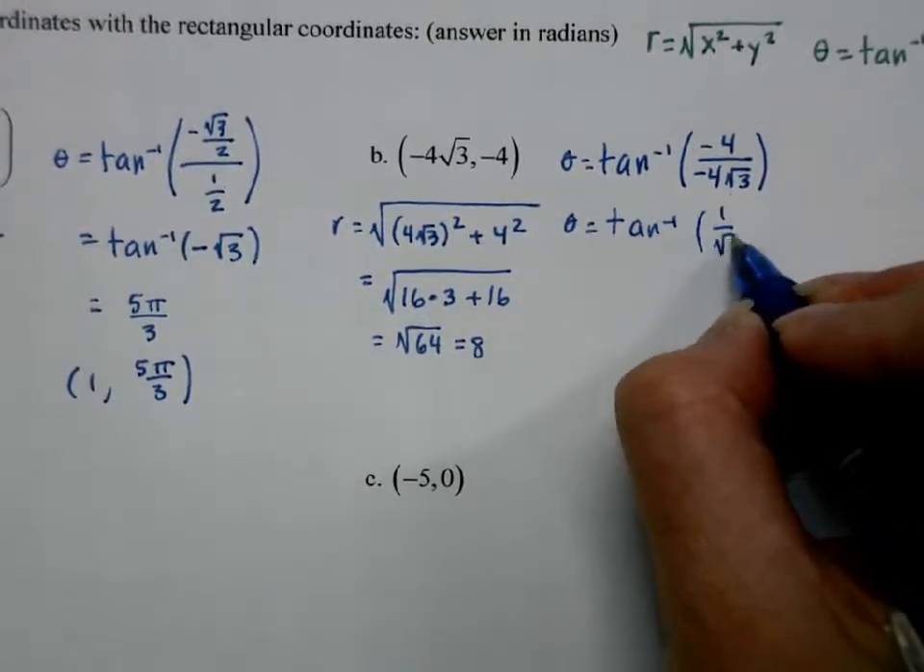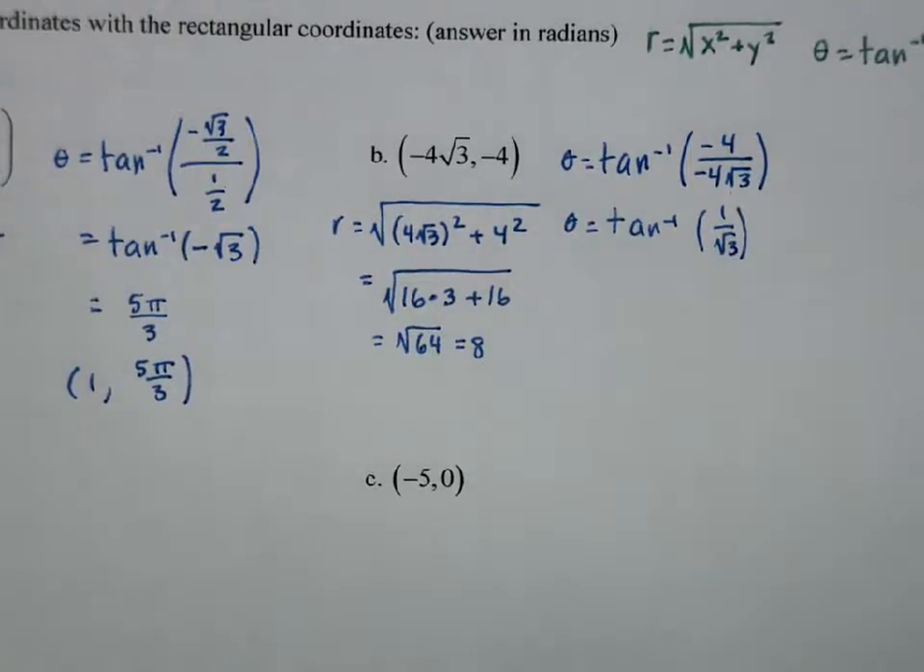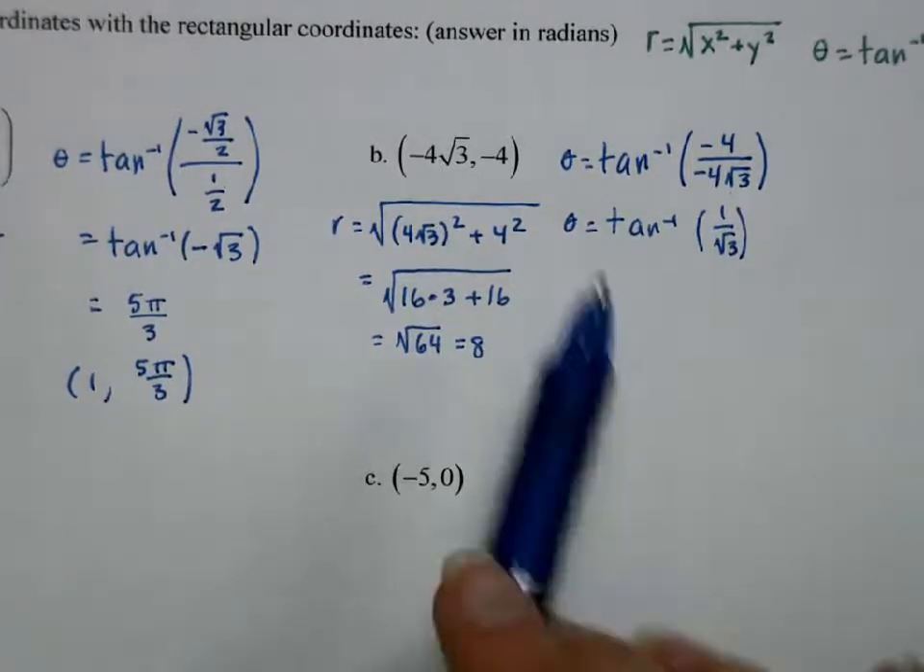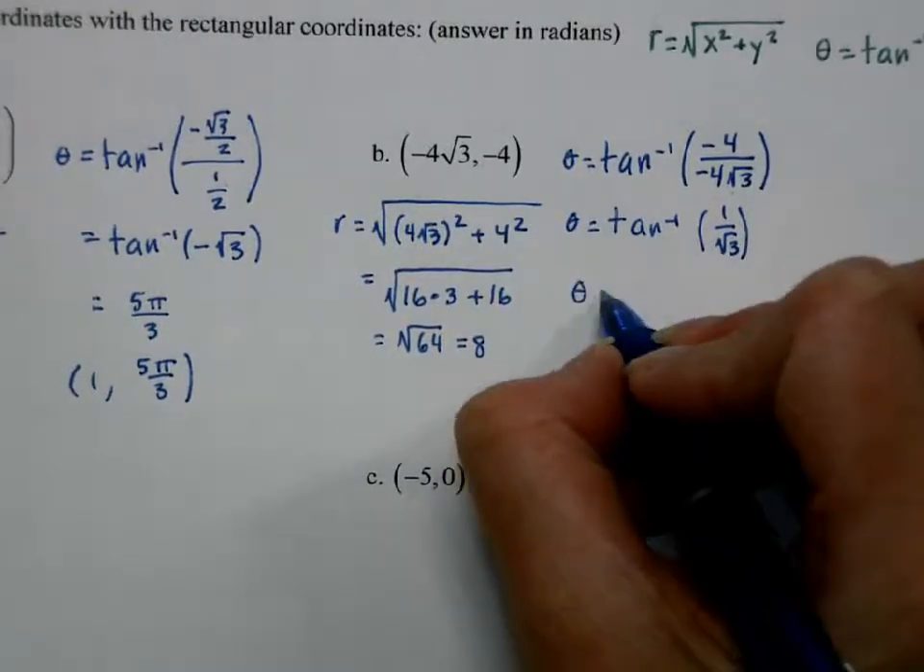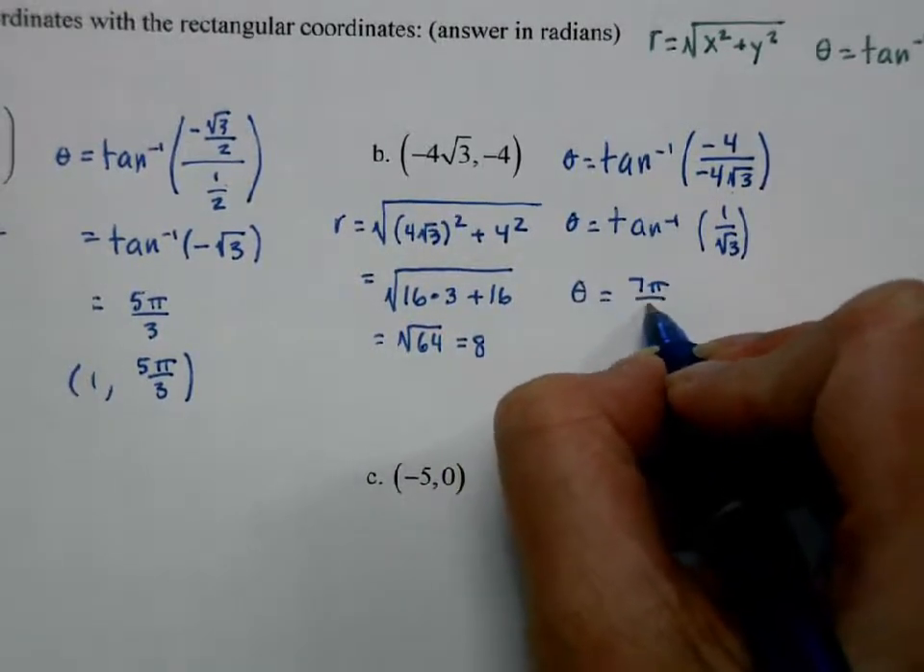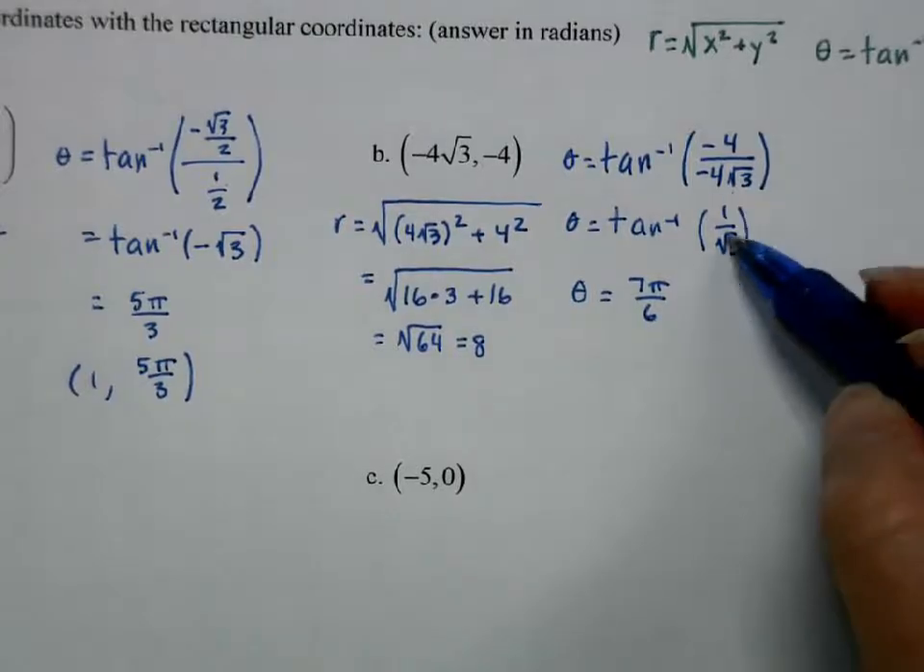Tangent is positive in the first and third quadrants. We are looking for the third quadrant angle with this value. That's going to be 7 pi over 6. So the root 3's are down at the bottom. These ones are close to the x-axis that are pi over 6's.